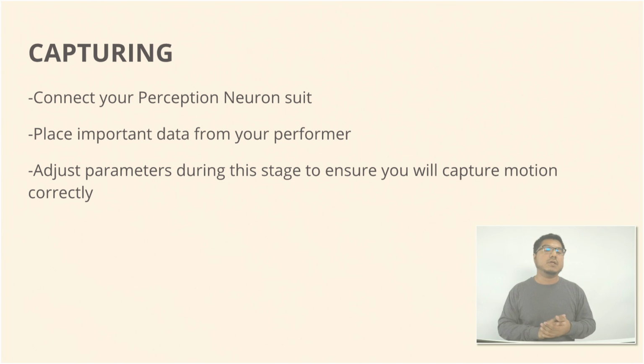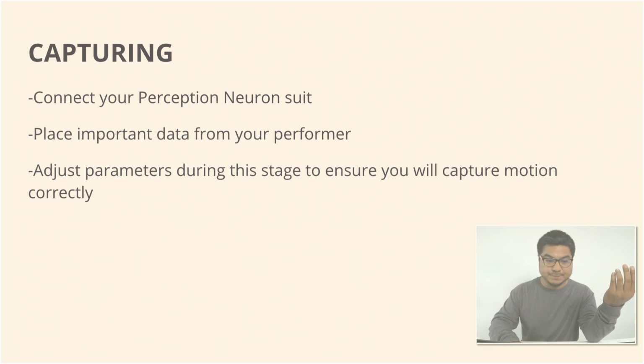So in capturing, you connect your Perception Neuron suit. We all do, so that we can start capturing the system. We get instant feedback of what the movement is going on. We place the important data from your performer. As we spoke last week, the body size, you put in your information, your body size, you do the posture calibration. All that information is very important, so that Axis Neuron understands where the suit is being placed, who it is being placed on, and so that it can properly capture the movement. Otherwise, it's going to do a guesstimate kind of situation. So it is very important to put that information inside of Axis Neuron.